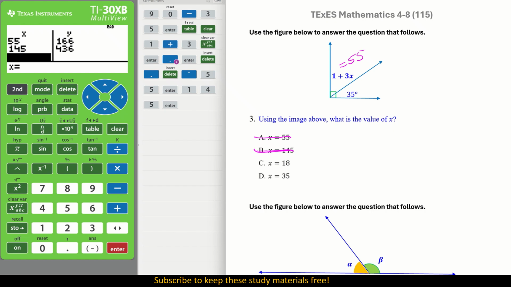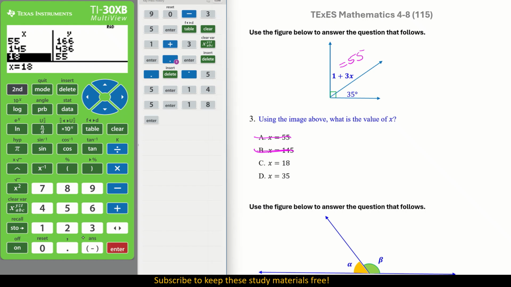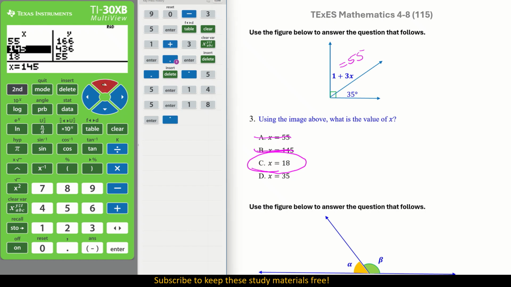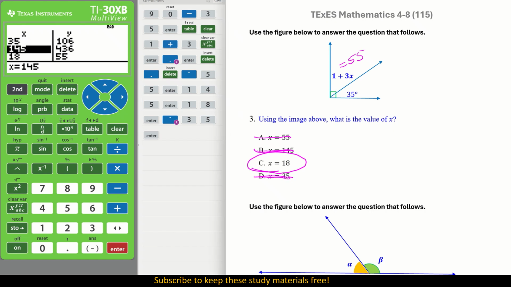Mark it out. They're seeing if you'll accidentally use supplementary and use the wrong number. You'll use 180 minus 35. I don't know, maybe your mind would go there. During a test, who knows where our minds go, right? Okay, so now let's try 18 and push enter. Ooh, that works. Just for safety, I'm going to go up to 55, put in 35, type over, and see it doesn't work. So I know that C is verified.